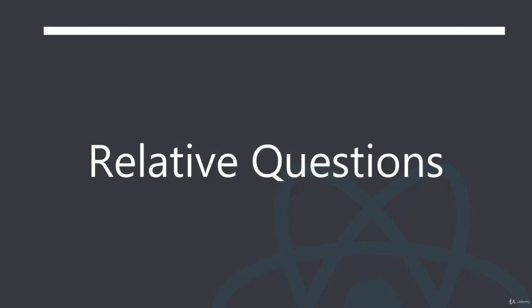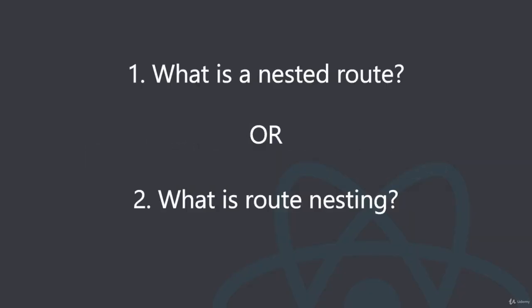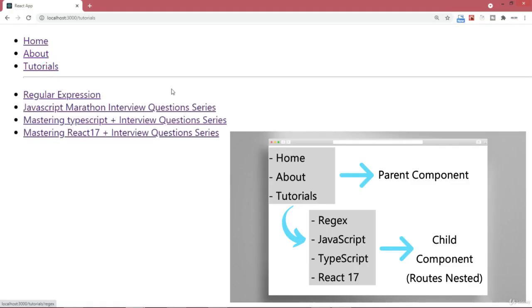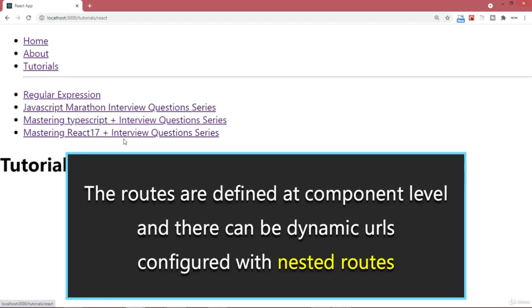Let's talk about relative questions. The first and second question is the same one, that is, what is a nested route or what is route nesting? As we have seen in this example, the tutorials menu further has a submenu, and that also opens other options. Whenever you have this kind of situation, it is called nested routes. The routes are defined at component level, and there can be dynamic URLs configured with nested routes.